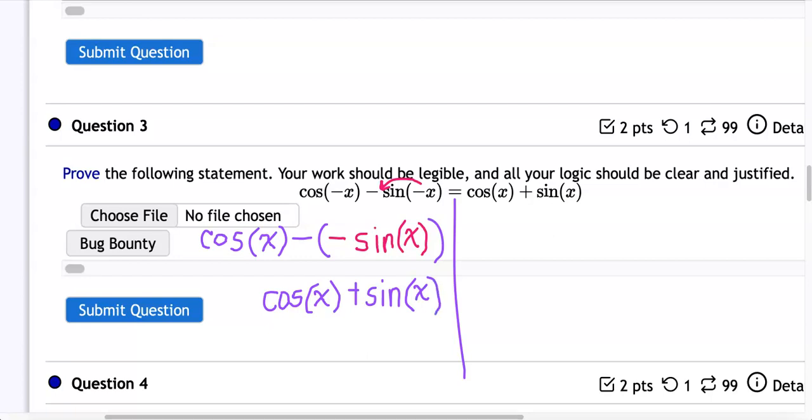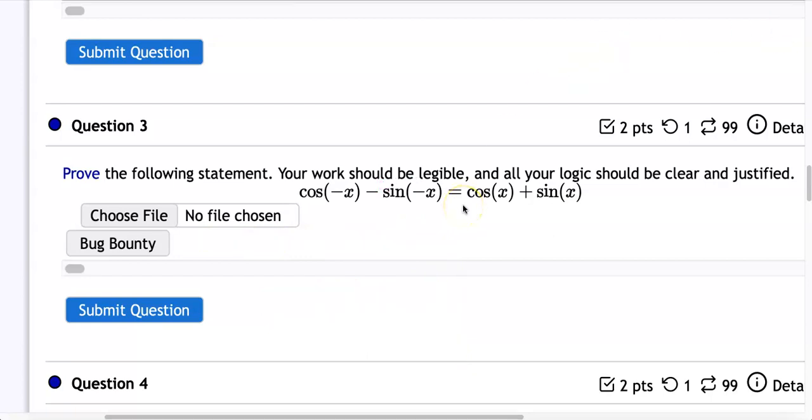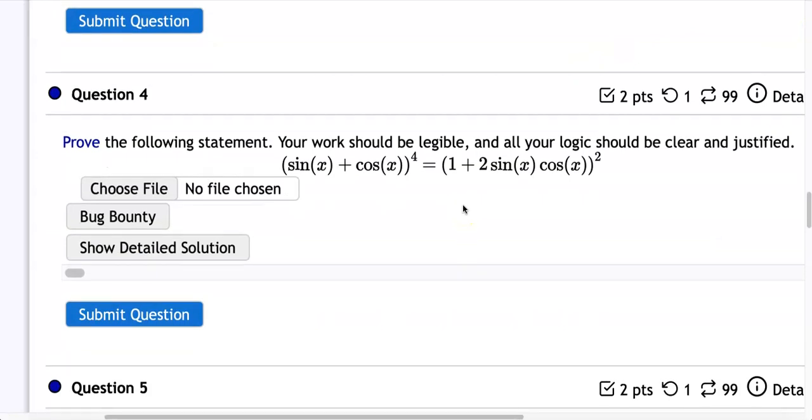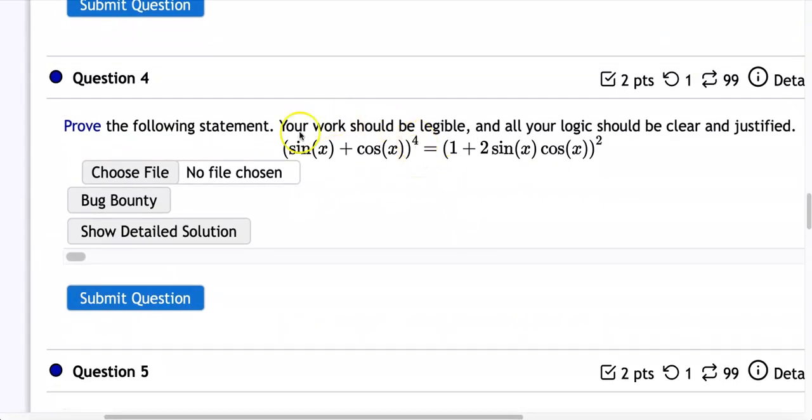Okay, so next one. Here we have a fourth power. Now, when you first see this fourth power, you might be intimidated to think that you're going to have to multiply this thing 4 times in a row, but actually you don't.